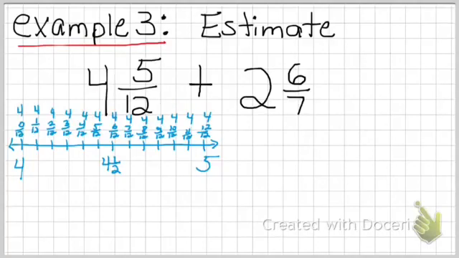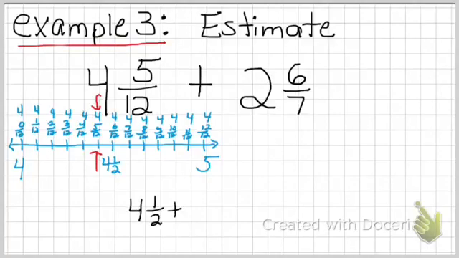Find my 4 and 5 twelfths on the number line, and here it is from the top, here it is from the bottom. So what is it closer to? 4, 4 and a half, or 5? That's correct. It is definitely closer to 4 and 1/2.